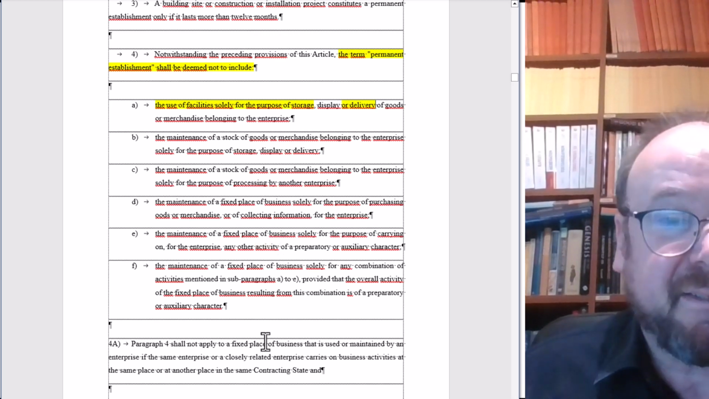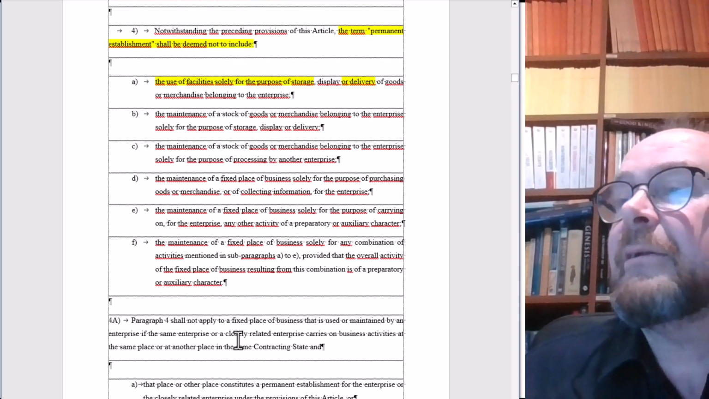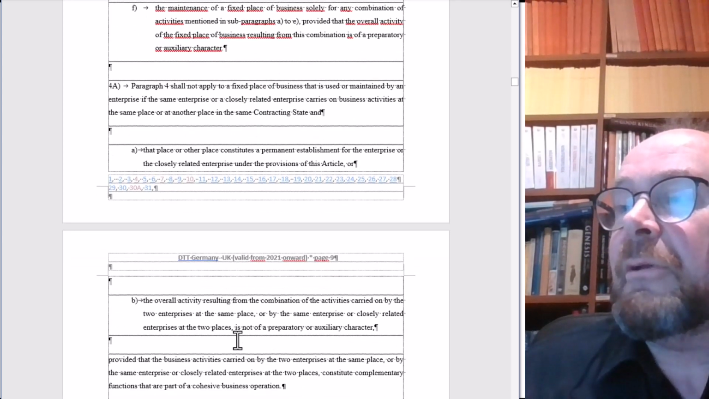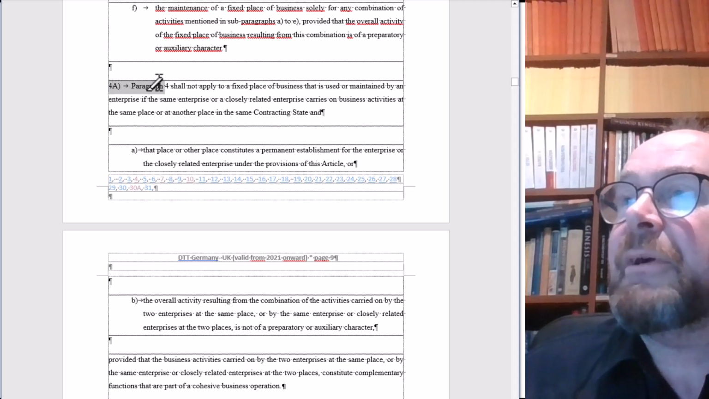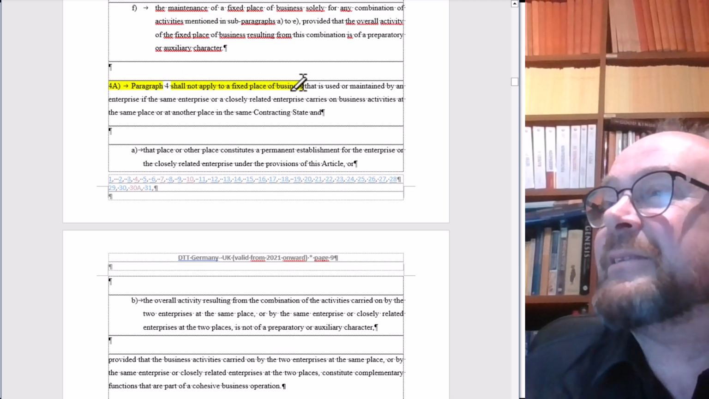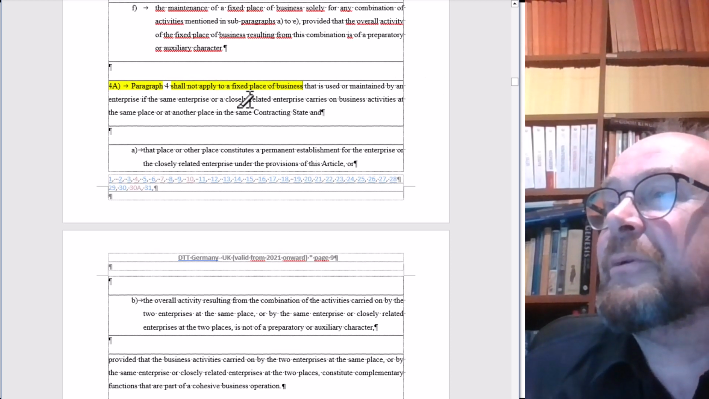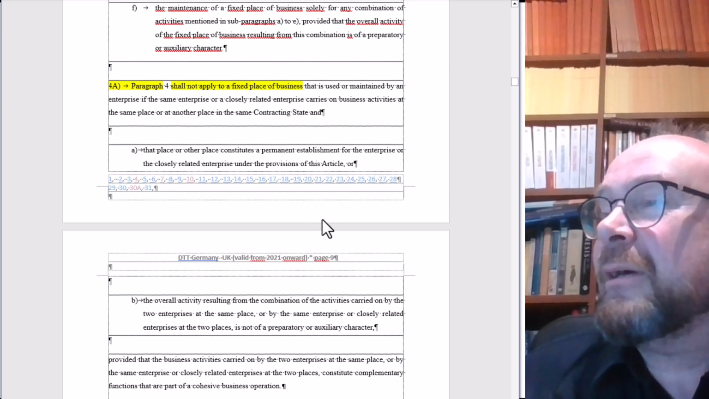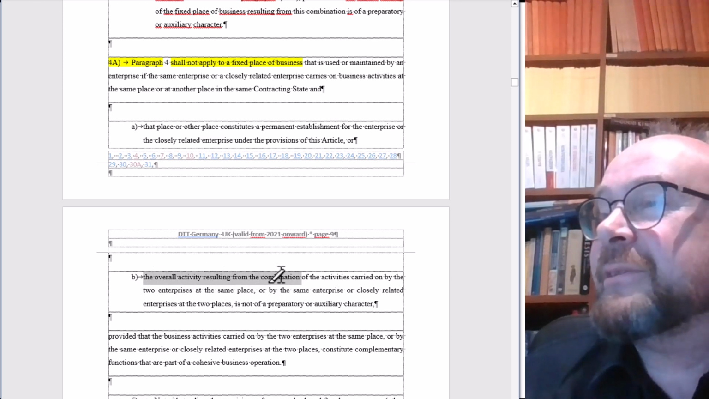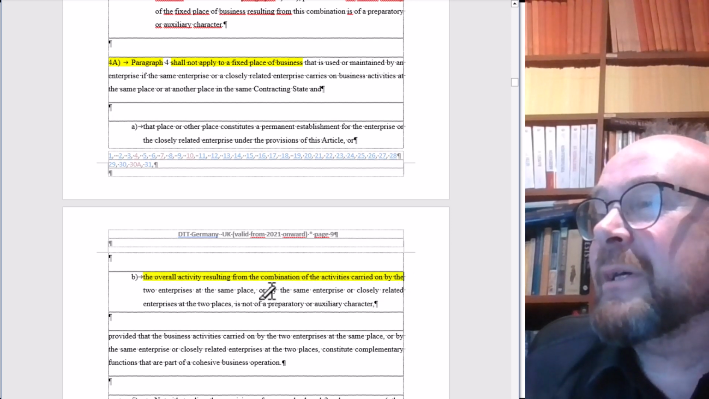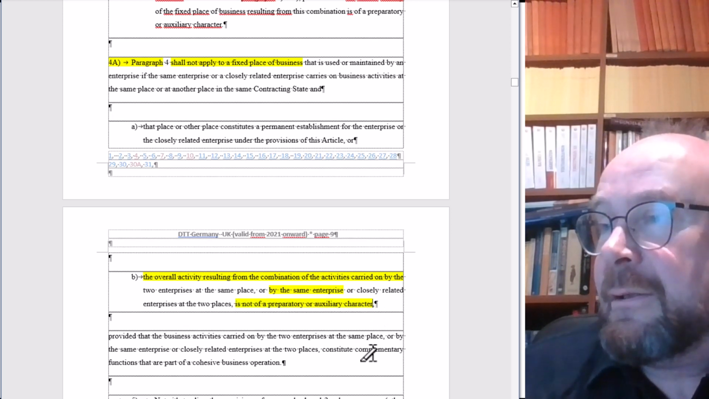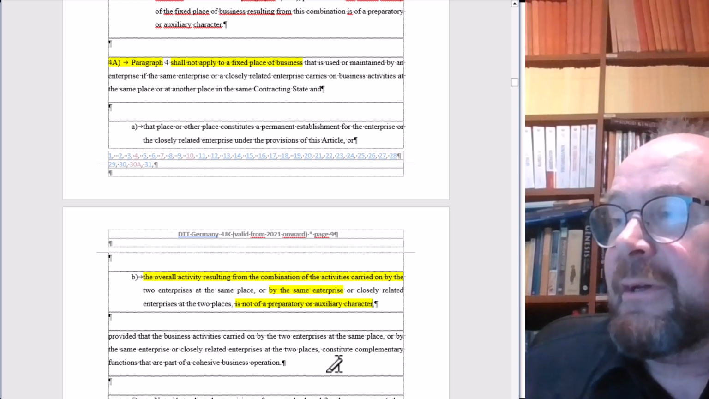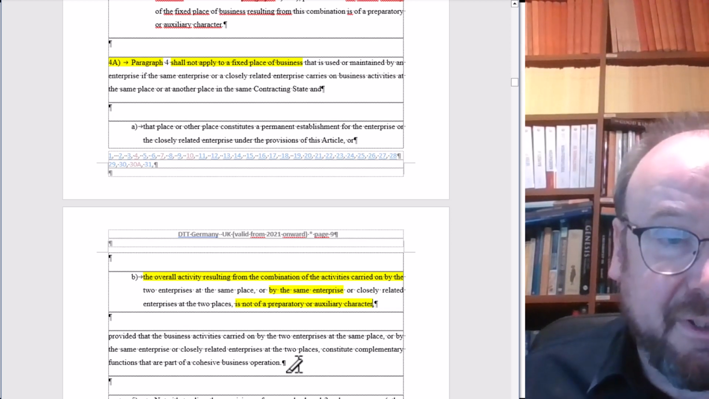No other place on earth has a closer connection, and that is why they say in the newly inserted paragraph 4a, in all DTTs which have already seen a revision due to the multilateral instrument, paragraph 4 shall not apply to a fixed place of business that is used or maintained by an enterprise if the same enterprise or a closely related enterprise carries on business activities at the same place in the same contracting state, and if the overall activity resulting from the combination of activities carried on by the same enterprise or closely related enterprises is not only of a preparatory or auxiliary character, provided that the whole thing constitutes complementary functions that are part of a cohesive business operation.